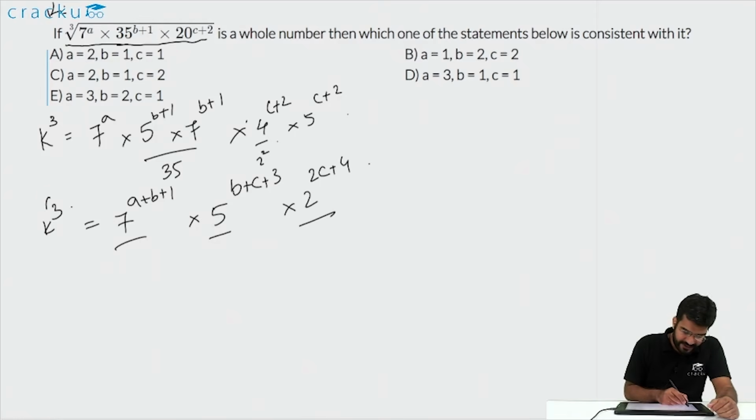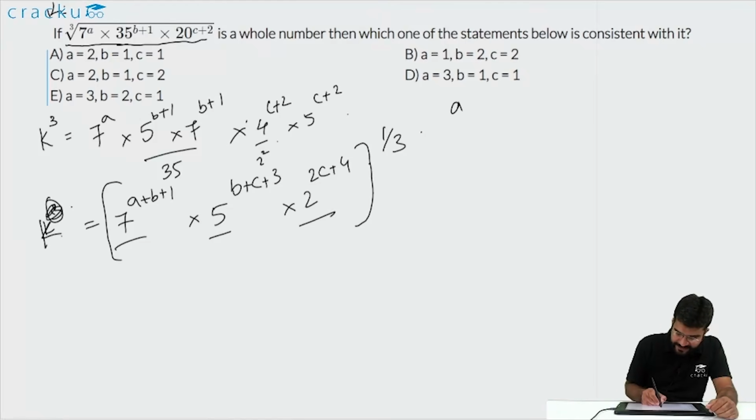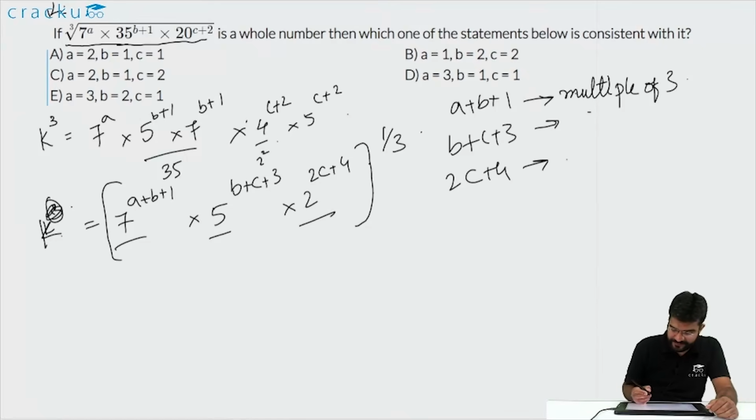Only then will k, when you take the cube root of each one of them, that is to the power 1 by 3, be a whole number. So we know that a plus b plus 1 has to be a multiple of 3. Similarly, b plus c plus 3 has to be a multiple of 3, and 2c plus 4 has to be a multiple of 3. So if you look at each one of them, let us go with c because we know that 2c plus 4 has to be a multiple of 3. So let us look at each of the options and try to eliminate them based on c first.